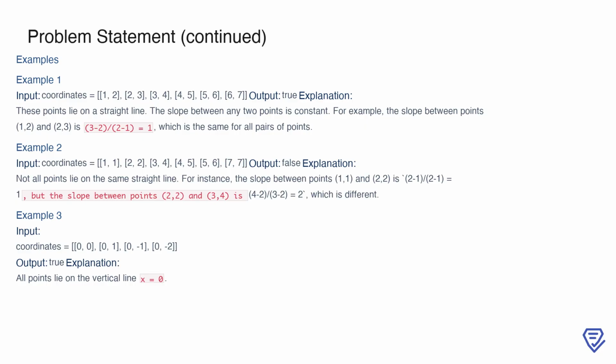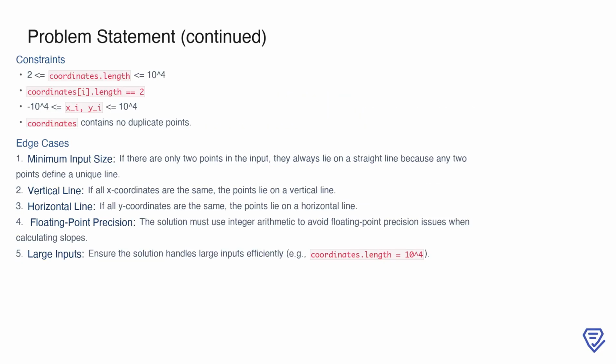Lastly, in the third example, (0,0), (0,1), (0,-1), (0,-2), the output is true because all points lie on the vertical line defined by x equals 0, confirming that they align on a straight line. Now, let's talk about the constraints and edge cases.